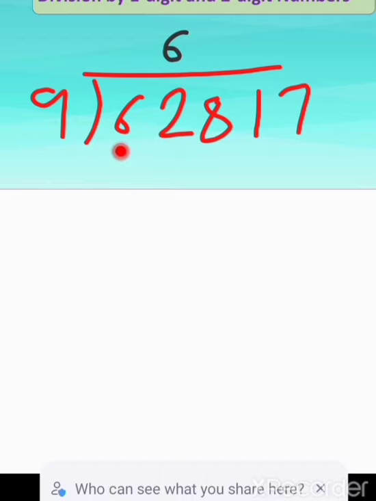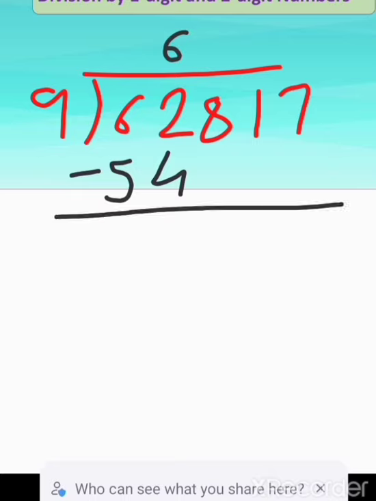I am not dividing 6, but actually I am dividing 62. So your first quotient digit will be on the ones place of your number. In 62, my 2 is at the ones place, so it should be above it. So 9 6s are 54. Let's do the subtraction. 2 minus 4 is not possible, so we'll borrow from 6, it will become 12. 12 minus 4 will be 8. Here I'll get 5. 5 minus 5 will be 0.